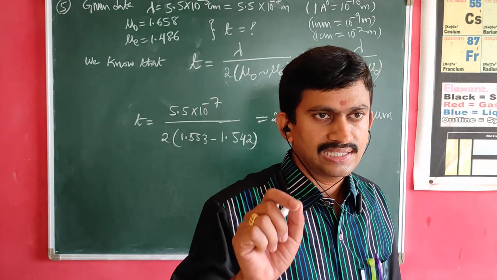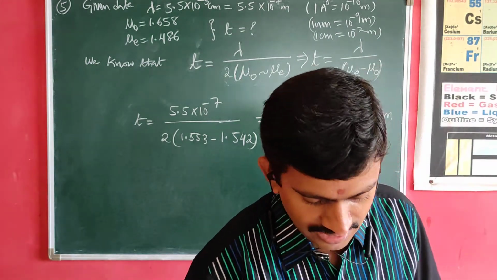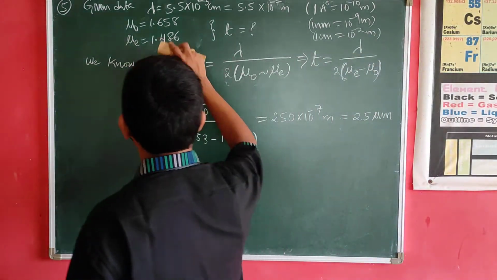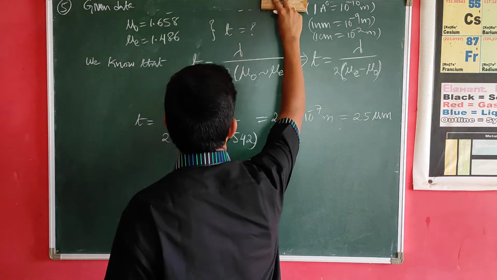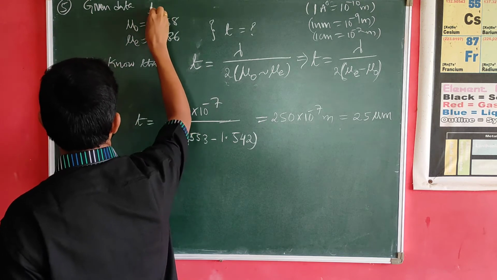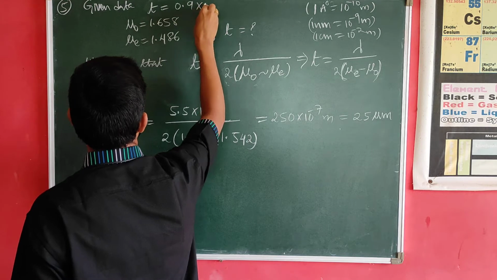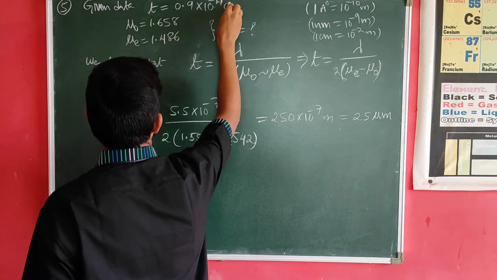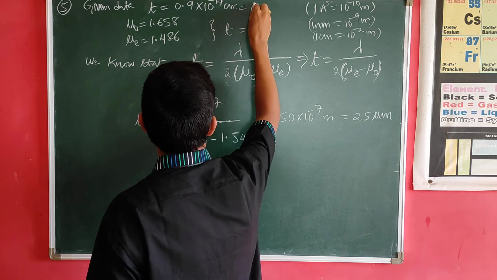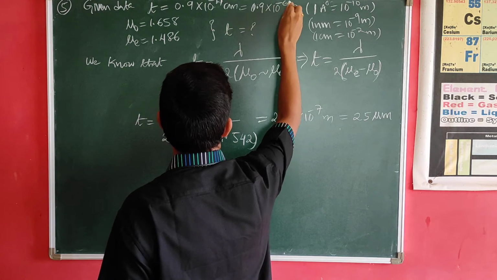The slice having thickness 0.9 into 10 power minus 4 centimeter. Here the given data is thickness 0.9 into 10 power minus 4 centimeter. If you convert it into meters, it is 0.9 into 10 power minus 6 meters.